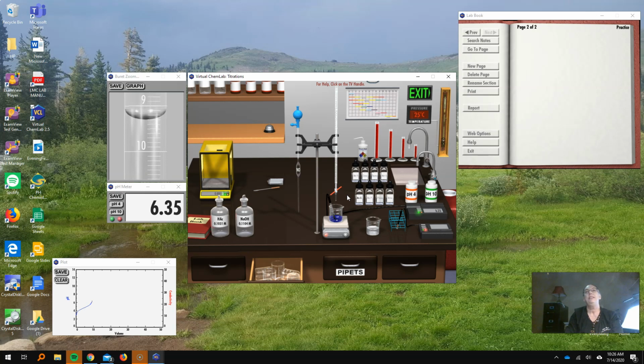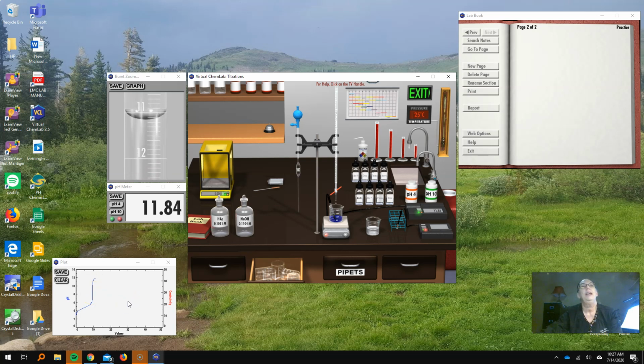So like I said, we care about the green because we're trying to figure out the Ka. But when you do the vinegar versus sodium hydroxide lab, you're going to want the equivalence point, which is right here. You're going to want this when it's in the middle of this part. That's going to be your equivalence point.